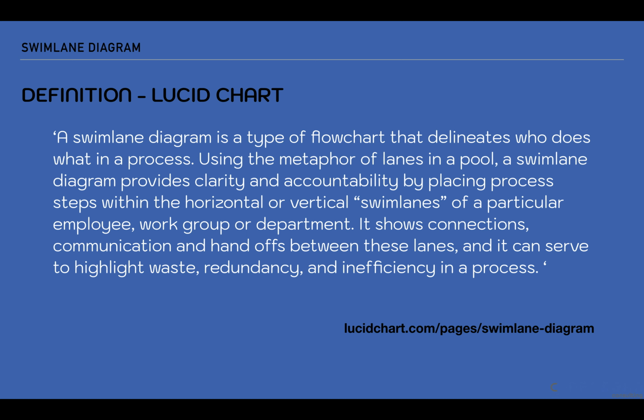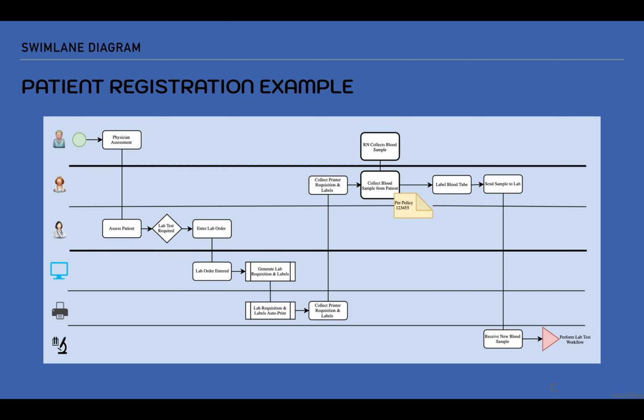And that's that a swim lane diagram is a flowchart that delineates who does what in the process, using the metaphor of lanes in a pool. So it identifies swim lanes of an employee, a work group, a department, a physical resource, and shows connections and communication handoffs between the lanes. It can be used to highlight waste, redundancy, and inefficiency, and for all of those benefits we talked about in the last video. So I put together a very high level, very simplistic swim lane diagram for you to walk through and illustrate what they look like and how they actually represent what occurs.